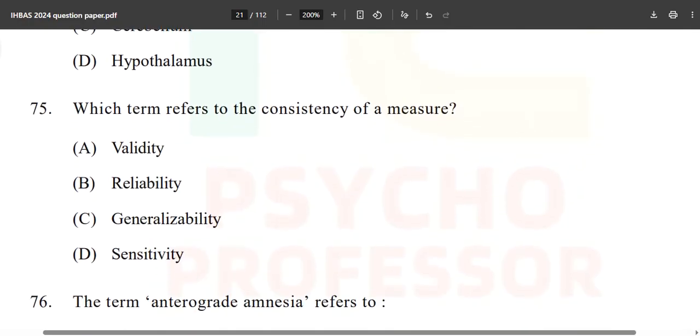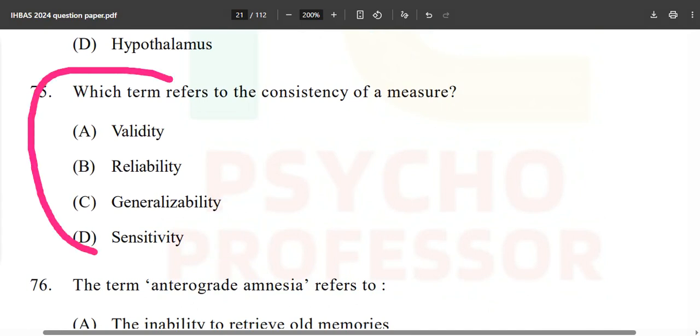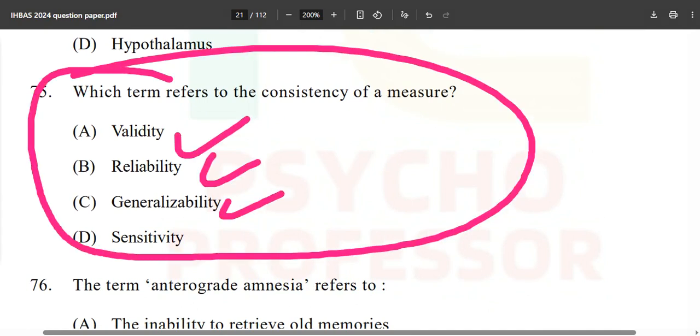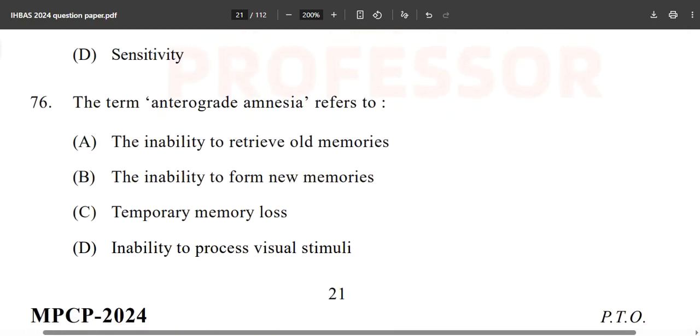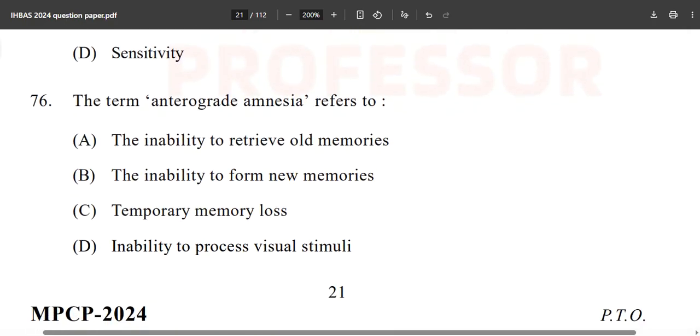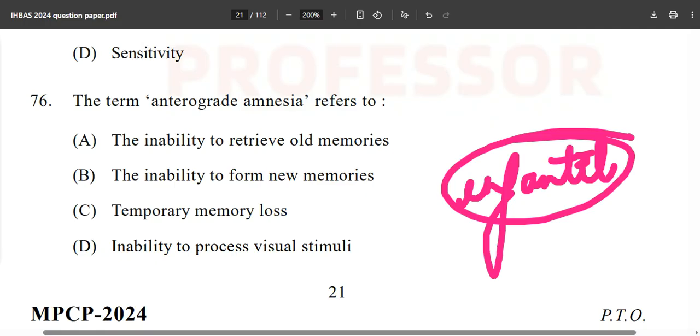Which term refers to the consistency of a measure? Right now this question seems very easy, but in the examination hall you might get confused. Okay, the term anterograde amnesia. See the basic question. They can even ask about infantile amnesia. If you don't know what infantile amnesia is, go read the book, you will find the answer.